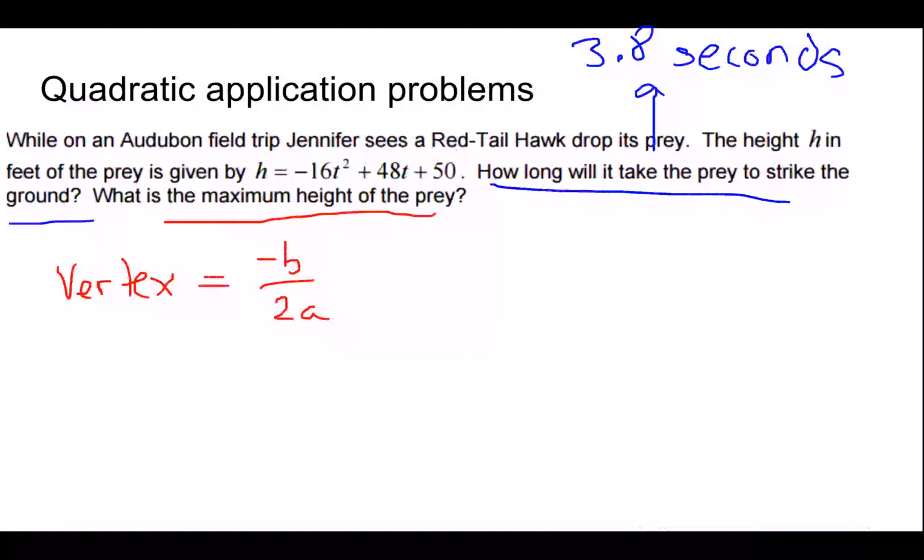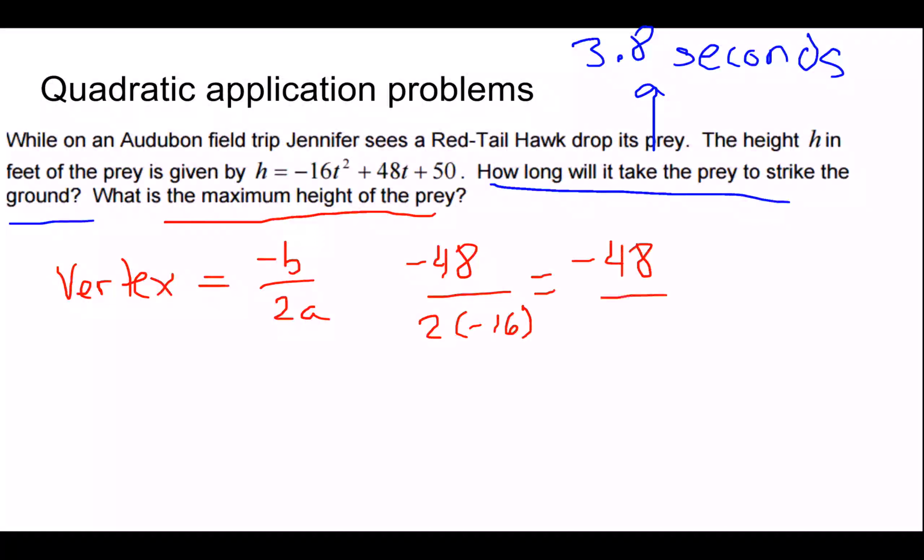So that's going to tell us how long it takes for it to reach its max, and then we'll plug that in to find the maximum point. So in this case, negative b over 2a would be negative 48 over 2 times negative 16, or negative 48 over negative 32, which then would equal 1.5. So it takes 1.5 seconds for it to reach the maximum height.